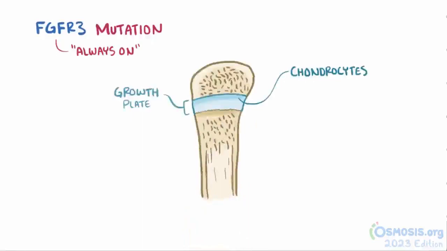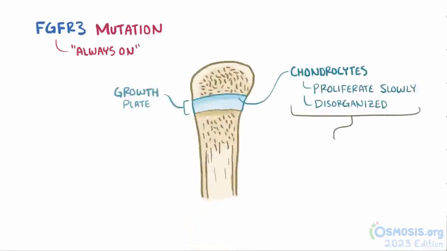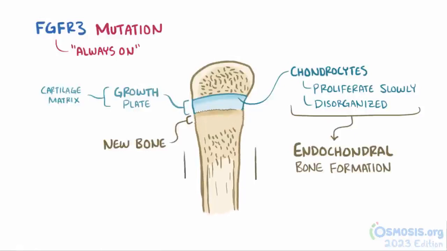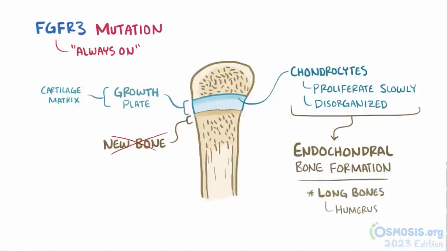More specifically, FGFR3 that's always on causes chondrocytes at the growth plate to proliferate slowly and become disorganized. So because of this, it mostly affects endochondral bone formation, which is the process of bone forming right on previously laid down cartilage matrix, which causes the bone to elongate. With the mutation though, this elongation is inhibited, which means long bones like the humerus and phalanges are affected.